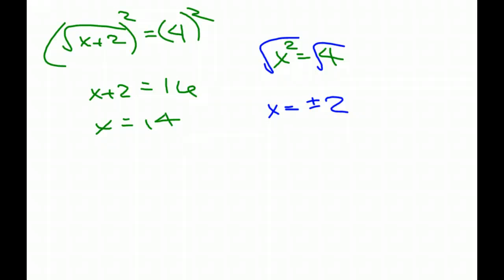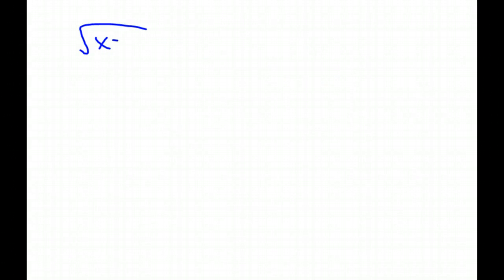Let's look at one like this. Square root of x minus 4, minus 2 equals 6. This method you will see again and again and again, and it will get harder and harder and harder. But right now, just enjoy the simplicity of it.